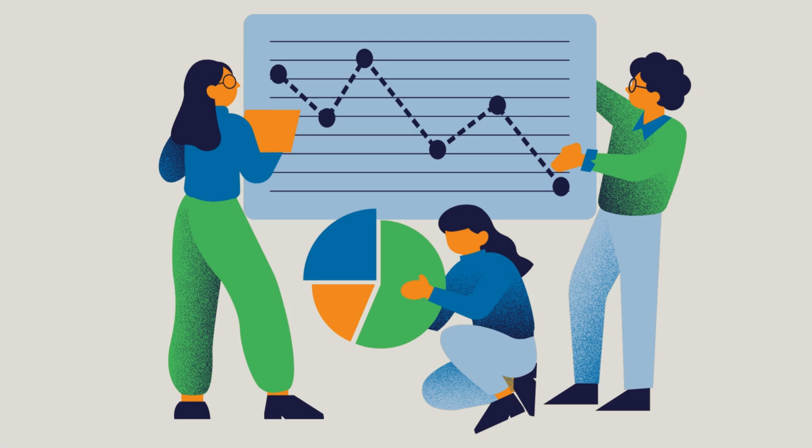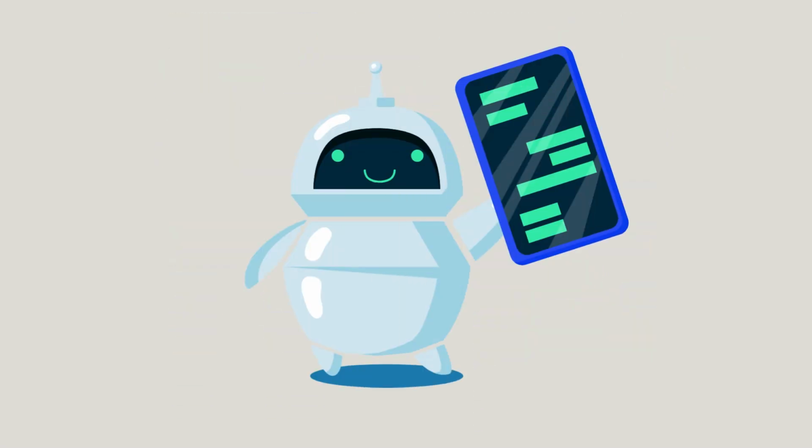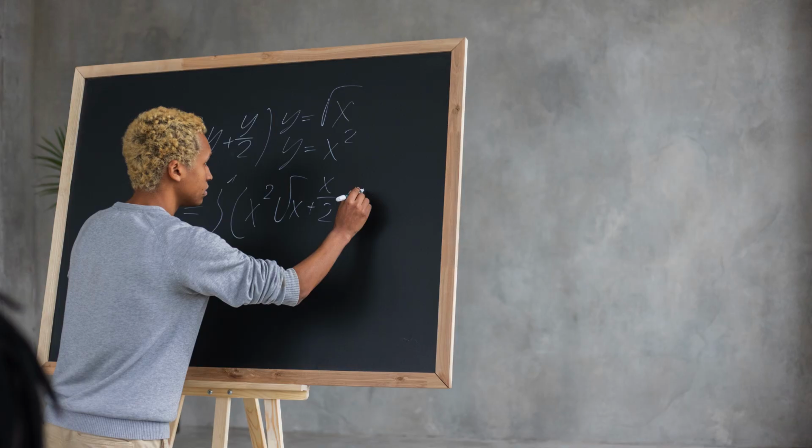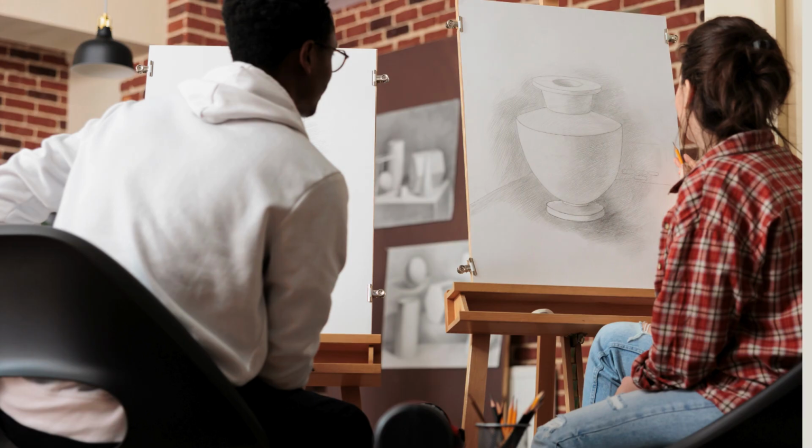How does generative AI work? Generative AI learns from data. Imagine you want to teach a robot to draw. You show it thousands of drawings so it can learn the patterns and styles. Generative AI works similarly. It studies a lot of examples to understand how to create something new.